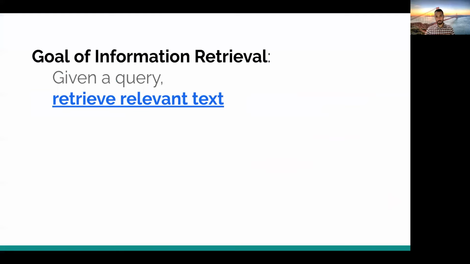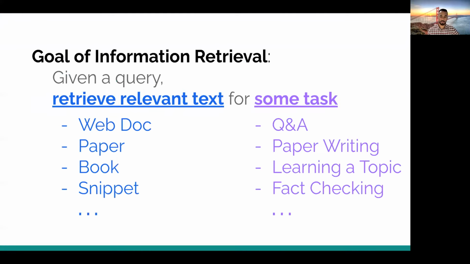So just to go into a bit more detail, as I mentioned, the goal of information retrieval is to take a given query and retrieve some relevant text. And this text really needs to be useful with respect to some downstream task. So if we are trying to answer some question, we might want a web document. If we are writing a paper, we might want to retrieve some relevant papers or citations. If we're learning a topic, we might want a book. If we are doing some fact checking, maybe we want a snippet.